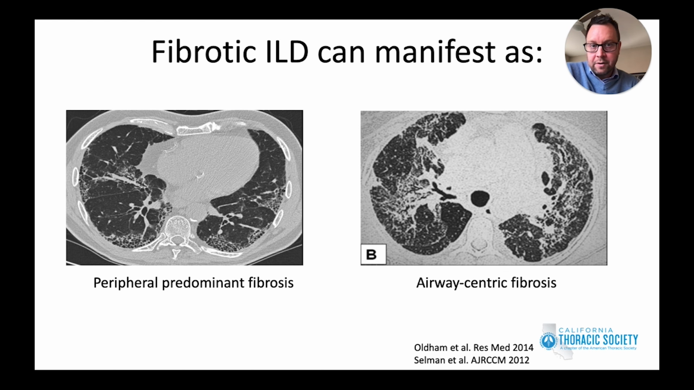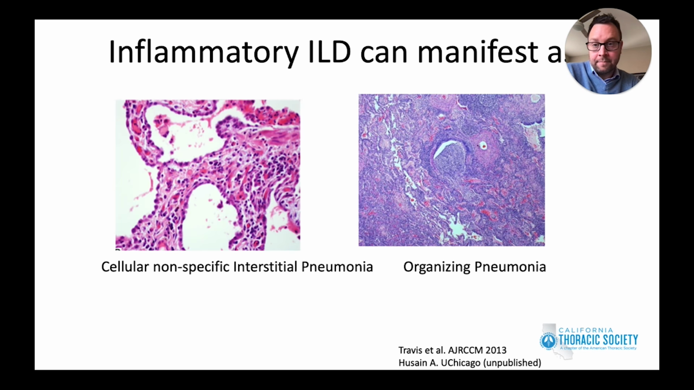Now let's look at fibrotic interstitial lung diseases. This pattern here on the left, you see peripheral predominant fibrosis. This pattern is called usual interstitial pneumonia. Here on the right, we see more of a central and upper lobe predominant disease process, which is consistent with hypersensitivity pneumonitis.